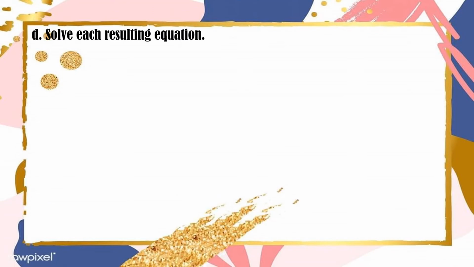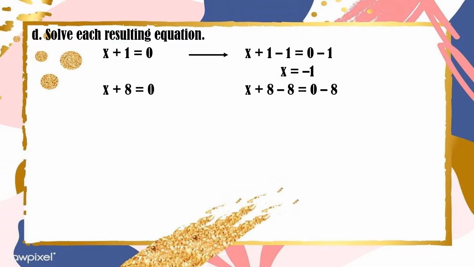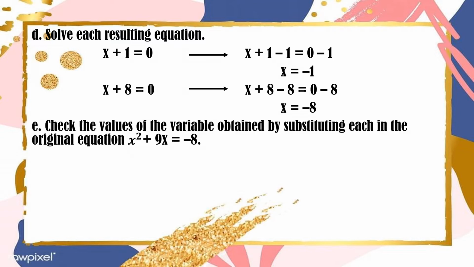D. Solve each resulting equation. x plus 1 equals 0 will become x plus 1 minus 1 equals 0 minus 1. Since positive 1 and negative 1 are unlike signs, we will subtract. The result will be x equals negative 1. x plus 8 equals 0 will become x plus 8 minus 8 equals 0 minus 8. So x is equal to negative 8.